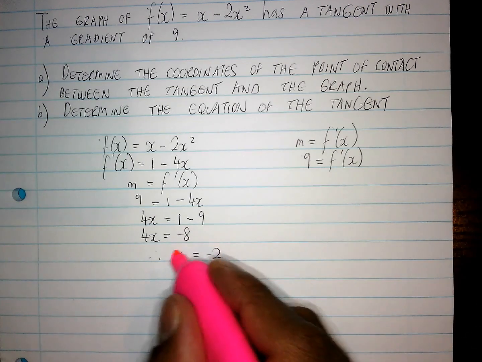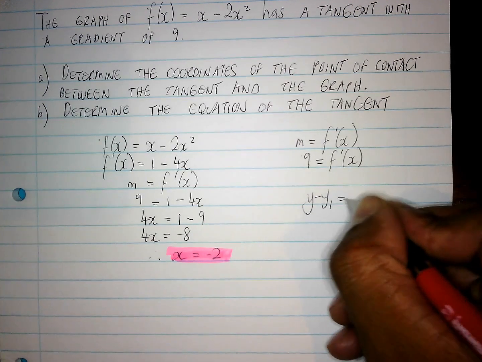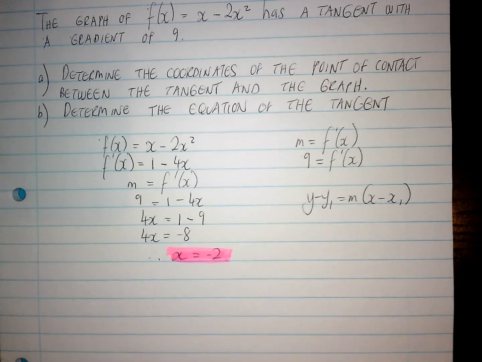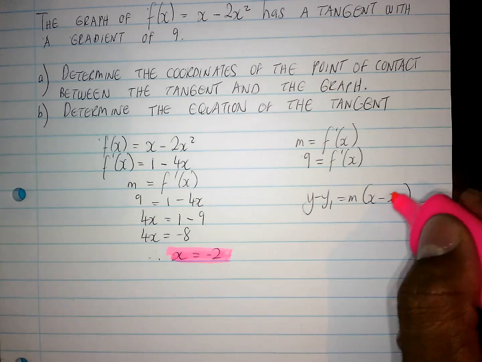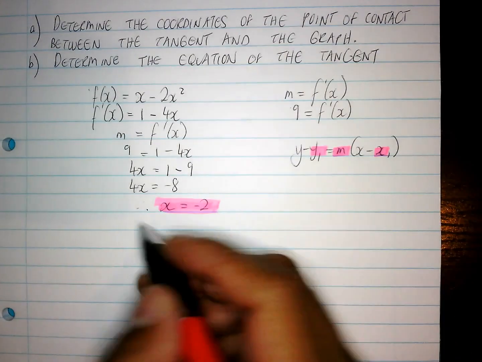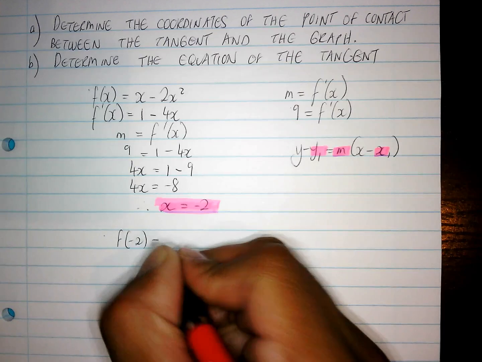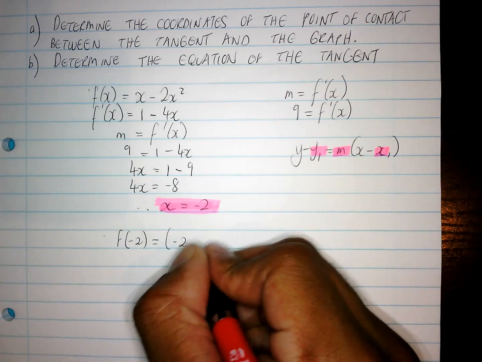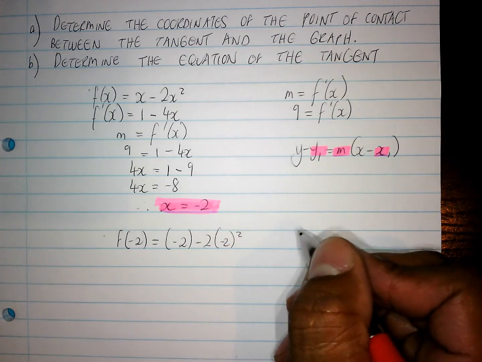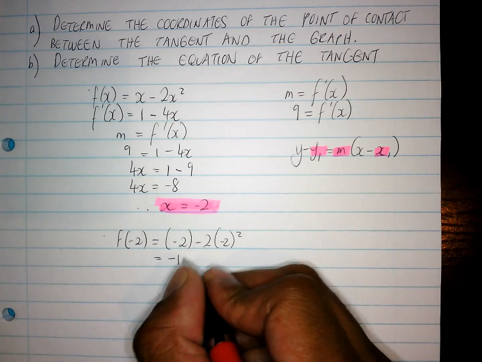So remember, we have y minus y1 equals m multiplied by x minus x1. Already we have established x1, and we have m. We just have to calculate y1. Remember, for y, we're just going to substitute minus 2 into the original equation. So this is going to be minus 2 minus 2 multiplied by minus 2 squared. So this is going to give us an answer of minus 10. So it means that y is equal to minus 10.